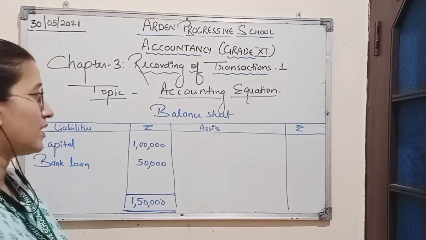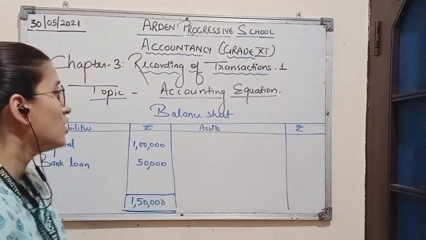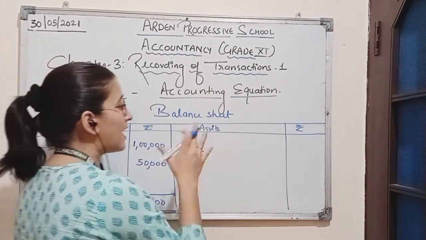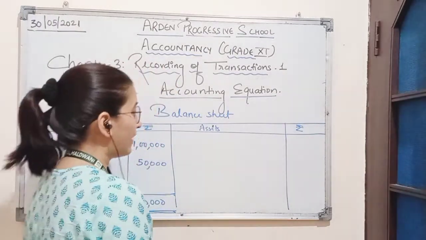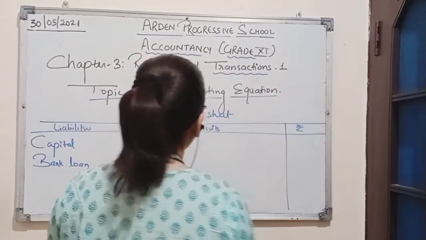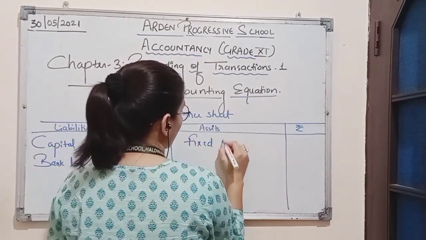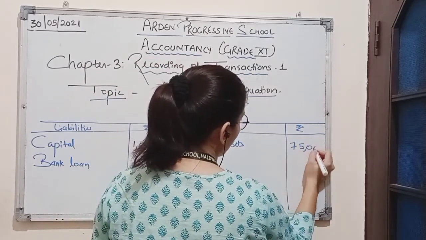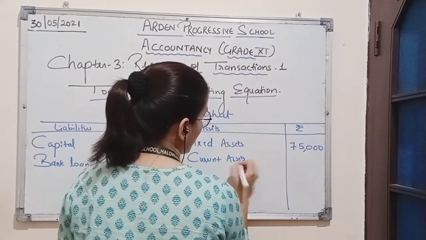Now, if we come to the asset side, assets are anything which is converted into cash or which gives future benefits. Assets are also considered the property of the business. If a businessman has invested some amount either from his own fund or from borrowed funds, the firm will purchase assets only from that fund. Let's suppose the firm has purchased fixed assets amounting to rupees 75,000 and current assets amounting to rupees 75,000.